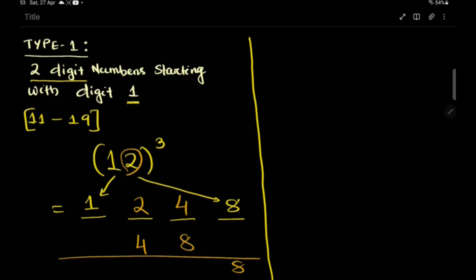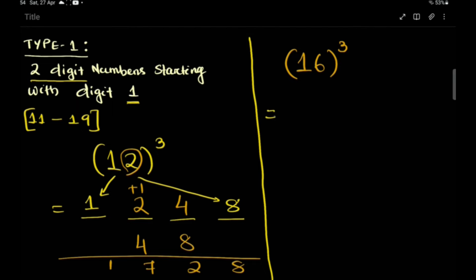This is 8. 8 plus 4 is 12. Write 2 here and 1 will be carry forward. Then 2 plus 1 is 3, plus 4 is 7, and 1 is here. And the answer is 1728. Let us take another example.